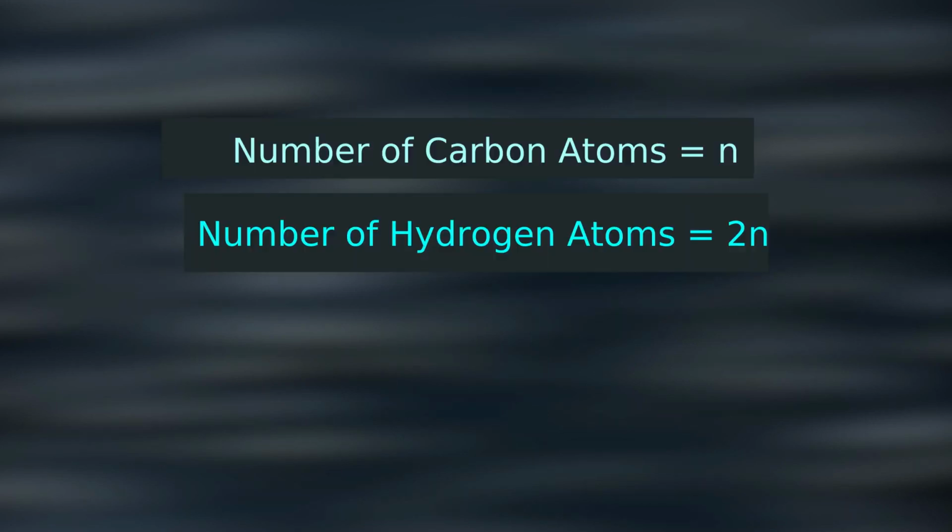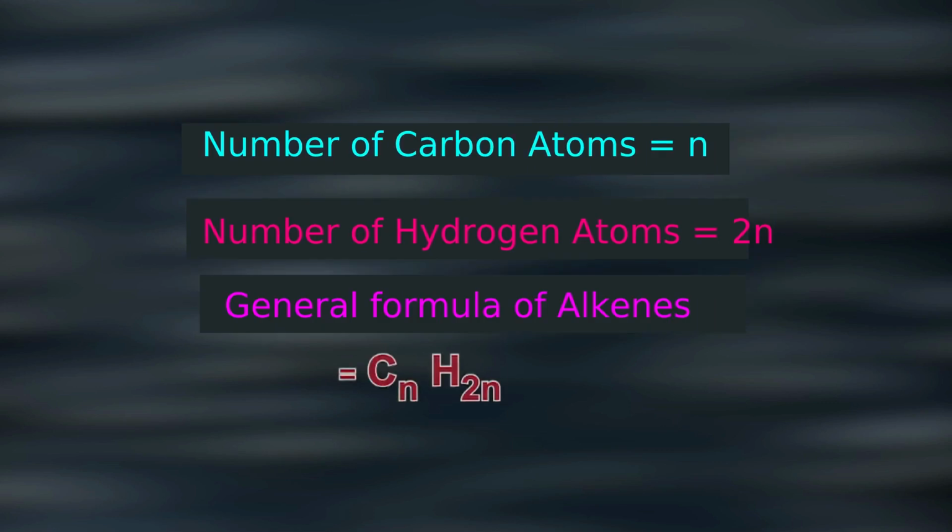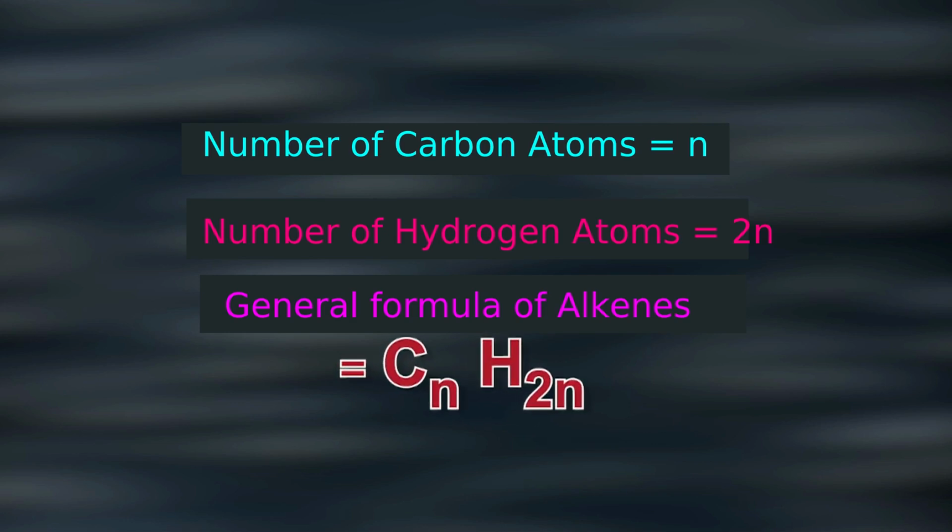If the number of carbon atoms in an alkene is n, what will be the number of hydrogen atoms? What will be the general formula of alkenes? If the number of carbon atoms is n and number of hydrogen atoms is 2n, general formula of alkenes is CnH2n, where n represents the number of carbon atoms.